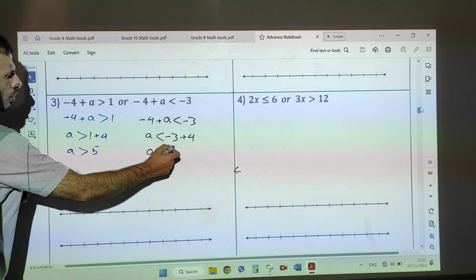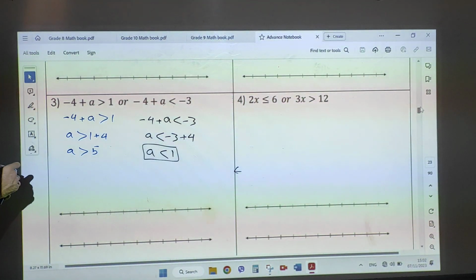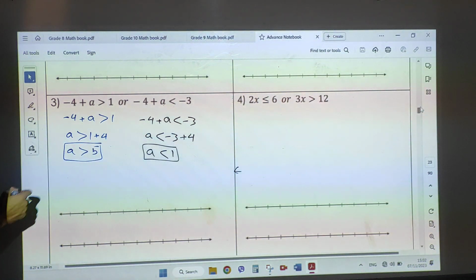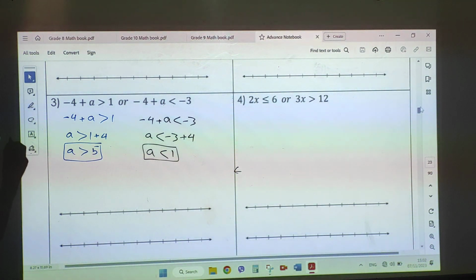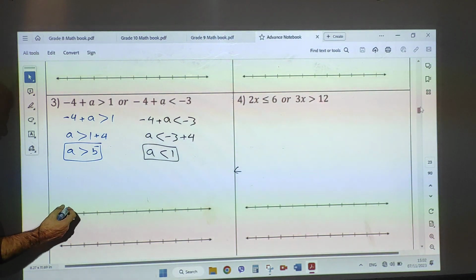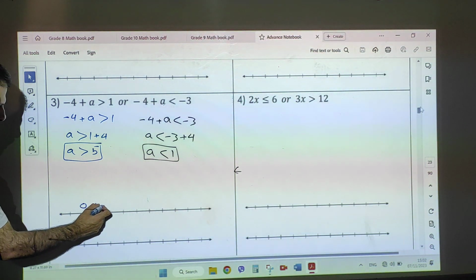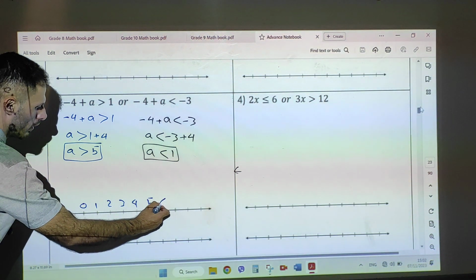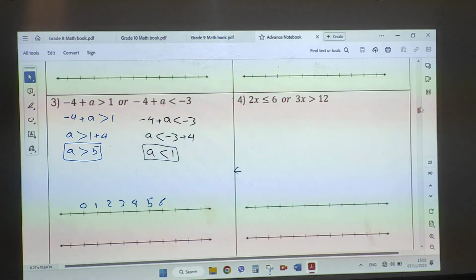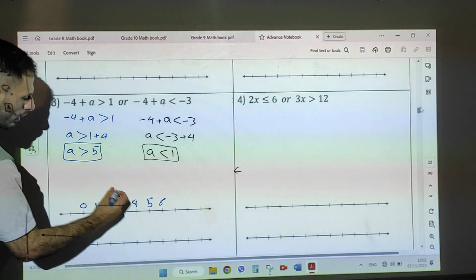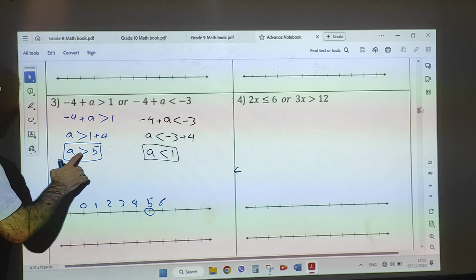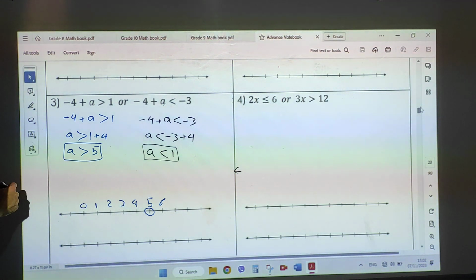Now these are the two solutions that we have. For the number line, we show these two. We must have these two numbers, 1 and 5. So we can start from 0, 1, 2, 3, 4, 5, and 6. Now we have both of the numbers. We show the blue one, which is 5. We don't fill the circle itself. It's not a part of the solution because only those numbers greater than 5, not 5 itself.